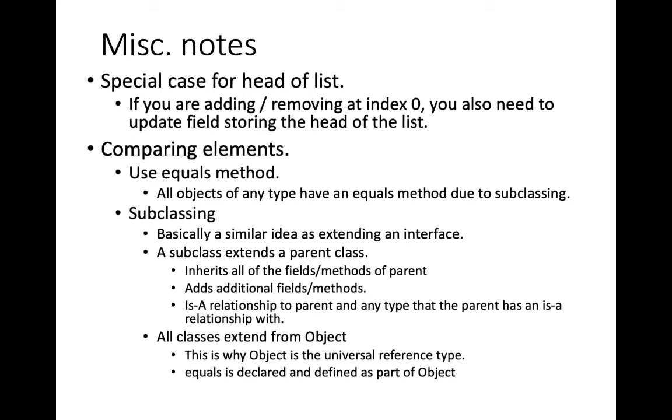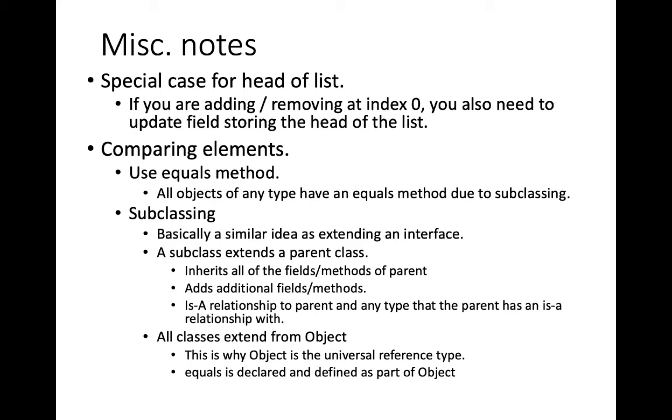All objects of any type have an equals method because of something known as subclassing. Now, we haven't really talked about subclassing, and we're not really going to get into it very much, because that's a 401 topic about object-oriented design, and here we just need to know enough to program in Java, and otherwise we're not really going to get into the weeds about object-oriented design, right? So here's what you need to know about subclassing, right? Subclassing is kind of the same idea as extending an interface, but now it's extending a class.